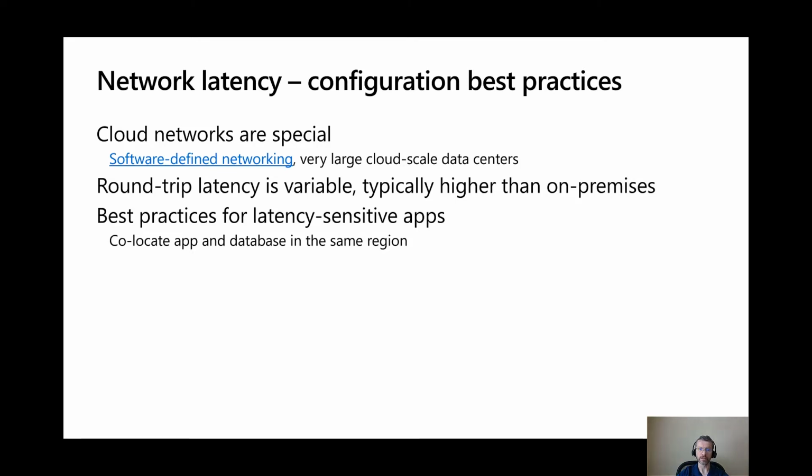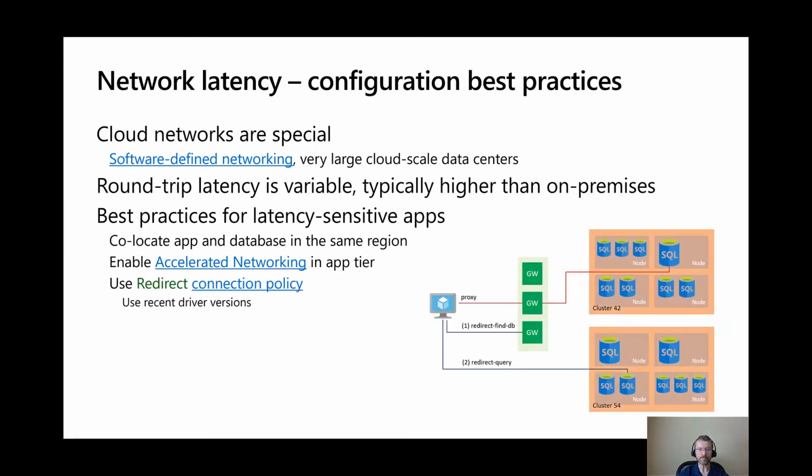However, we still see some latency sensitive applications that talk cross-region and incur very high network latency, impacting the application performance. Then you can enable accelerated networking in the application tier. That's already available for most VM types in Azure. And accelerated networking is enabled in Azure SQL Database on Gen 5 hardware and later. So that will improve both network latency and network throughput. Then you should set connection policy at the logical server level to redirect.